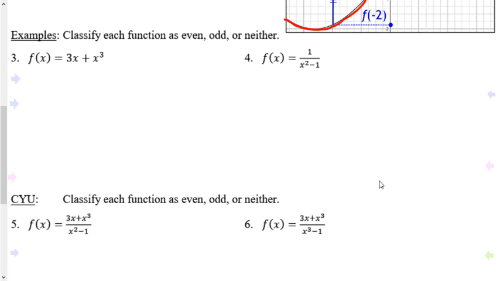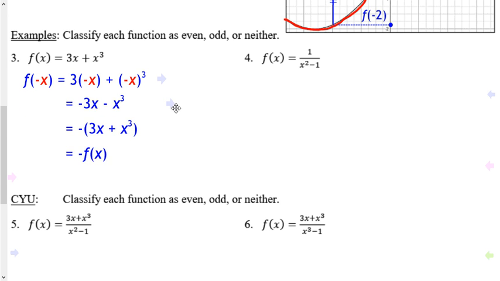So what we do is we take our function and we replace the x's with negative x. And then we simplify the expression to see, do we end up with exactly the same as we initially had, or, as in this case, once I simplify, because my exponents are both odd, that negative can come out. I can factor it out as a negative, so I get the negative of f of x, which means this is an odd function.